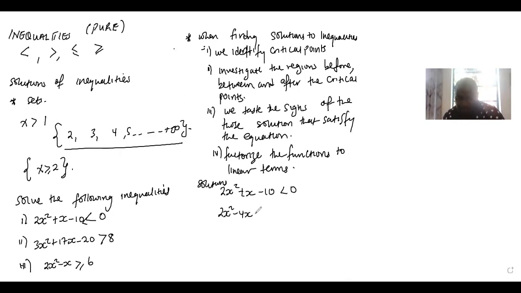Negative four and five. You are experts in quadratics, I guess. So this would be 2x into x minus 2 plus 5 into x minus 2 is less than 0. When you factorize, you get 2x plus 5 and x minus 2 is less than 0. So these are the linear brackets I've been talking about, or these are the linear functions. We have factorized the expression. Now, critical points.